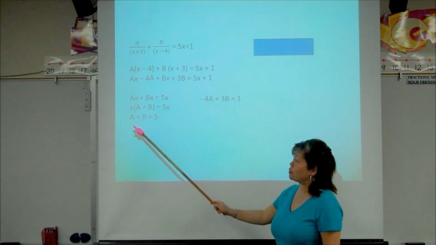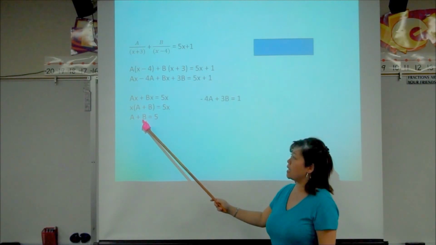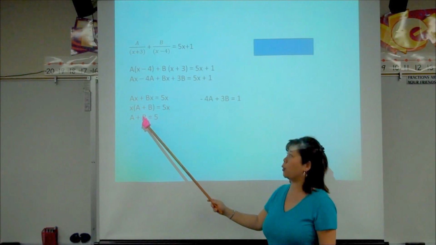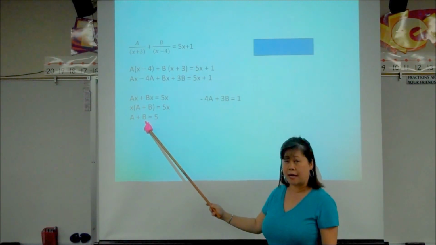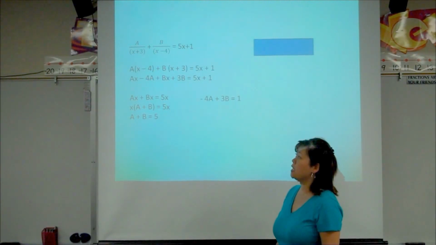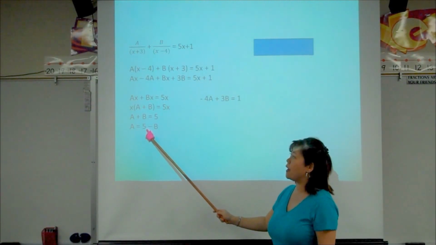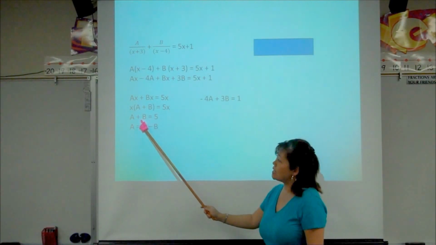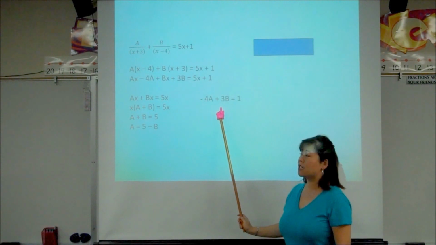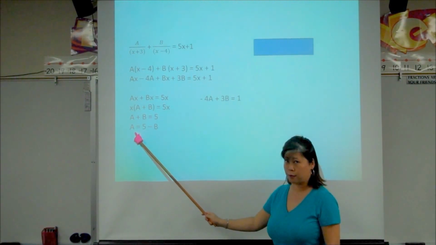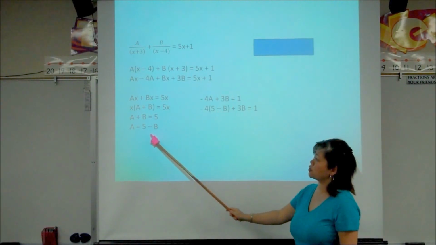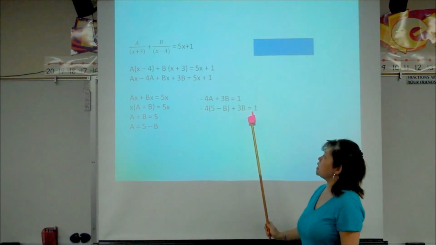So again, with the substitution method, both of these a and b have a coefficient of 1, so I can either have an a equals or b equals. Either one works out. But for now, I'm just going to go ahead and bring the b over on the other side of the equal sign, and I'm going to have a equals 5 minus b. So now taking this right here, we're going to substitute it into this part of the equation, and we're going to continue to solve for the b variable. So I put in the negative 4, 5 minus b, plus 3b equals 1.